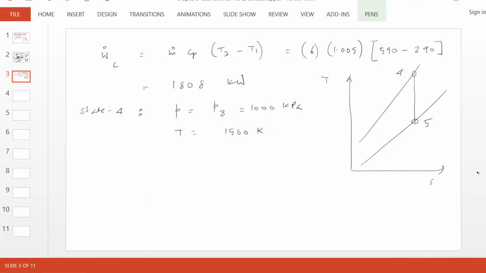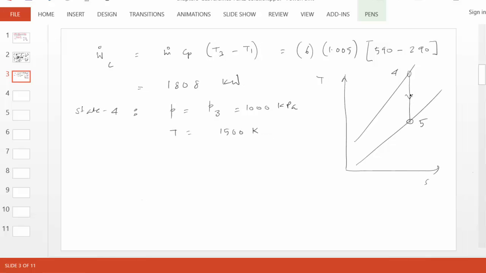4 to 5 is isentropic, so the isentropic relationship can be applied again. Therefore T4 divided by T5 equals (P4 divided by P5) to the power of (K minus 1) over K, which means T5 equals T4 divided by (P4 over P5) to that power. Now P4 over P5 is what? This is a 1000 kPa line, this is a 100 kPa line, so this is 10.